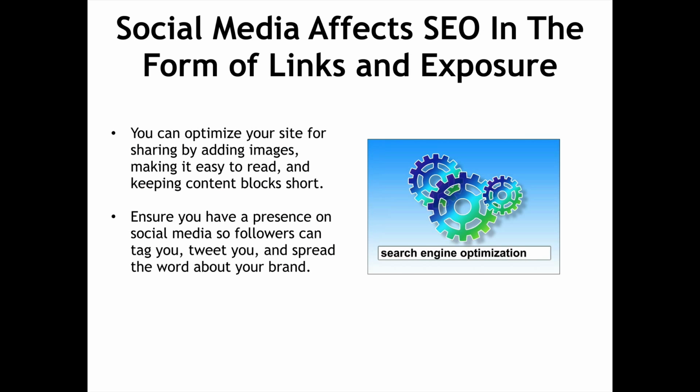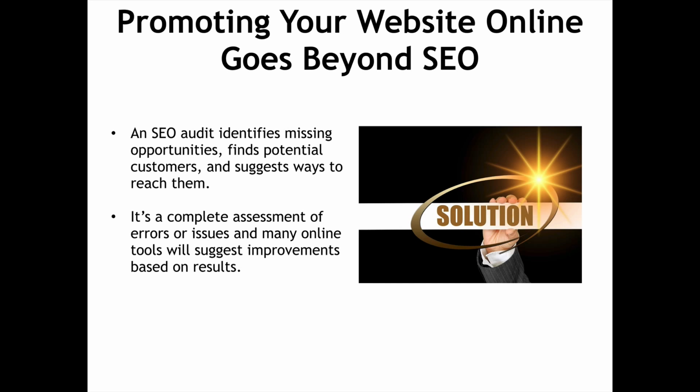Social media affects SEO in the form of links and exposure. You can optimize your site for sharing by adding images, making it easy to read, and keeping content blocks short. Ensure you have a presence on social media so followers can tag you, tweet you, and spread the word about your brand. Promoting your website online goes beyond SEO.